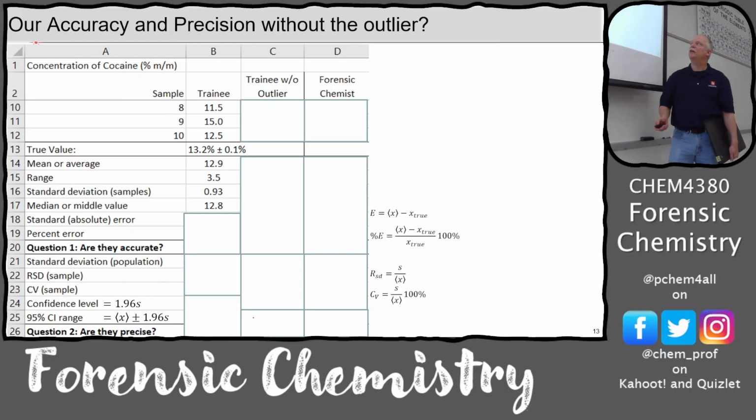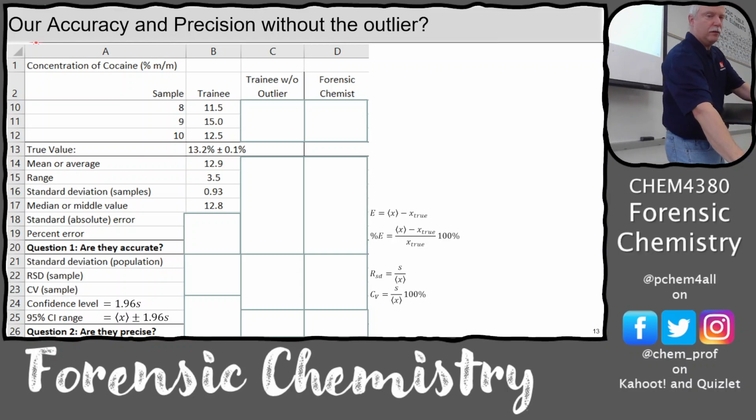Okay, so let's look at the accuracy. We've reduced the data by one data point for the trainee. Notice I have a trainee column here that has the mean and the standard deviation and everything, and now I've got a trainee without the outlier. So I'm going to have another column now and redo a lot of those numbers to take that outlier out of the trainee data.